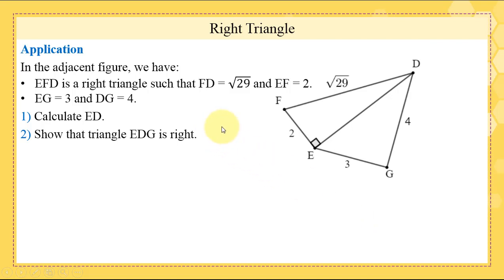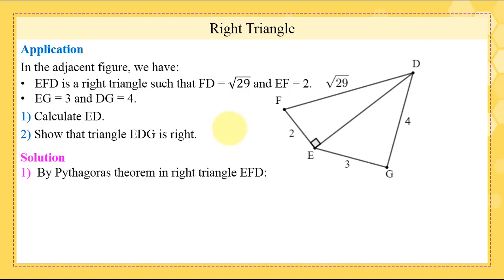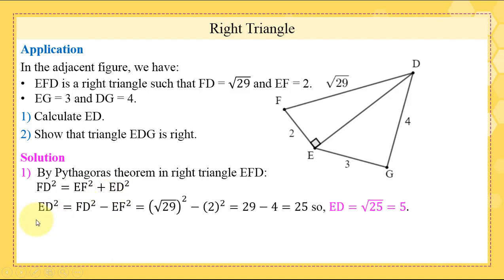Also, please take your time to read the application, pause the video, solve it alone, then come to see the solution. In triangle EFD, we want to find the length of ED. So we apply Pythagoras theorem because we have the lengths of the two other sides. We start with FD because it is the hypotenuse. FD squared is equal to EF squared plus ED squared. Then by calculation, ED will be equal to 5.